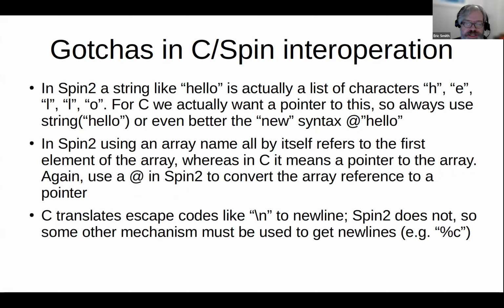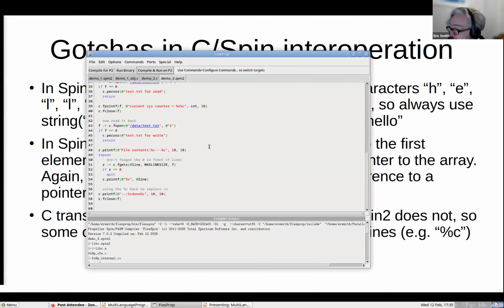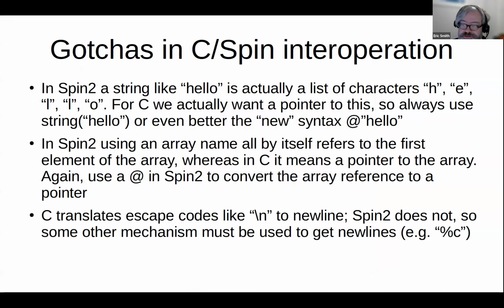In Spin 2, using an array name all by itself refers to the first element of the array, whereas in C, it means a pointer to the array. So this got me the first time I tried it, like with this fgets line. In C, you would just write line, but in Spin, you want @line because you want the address of line. And also, like I mentioned before, the \n or \r need to be handled specially.